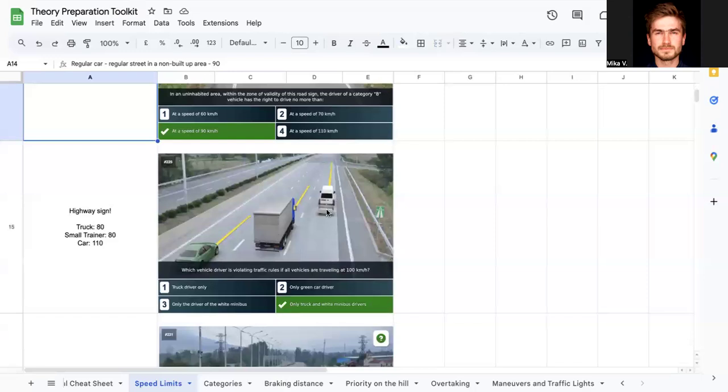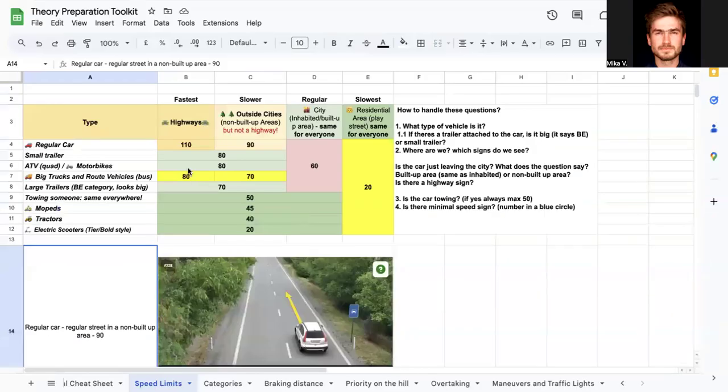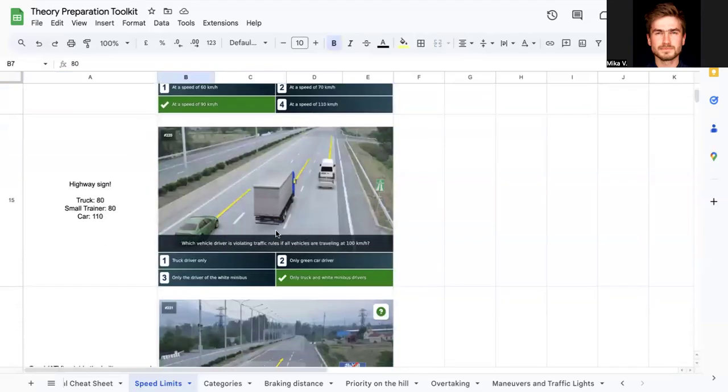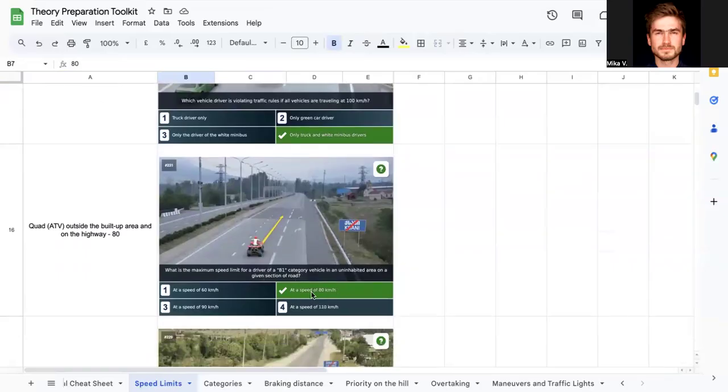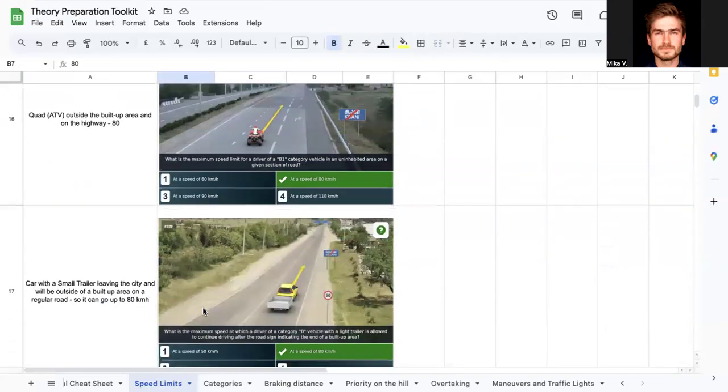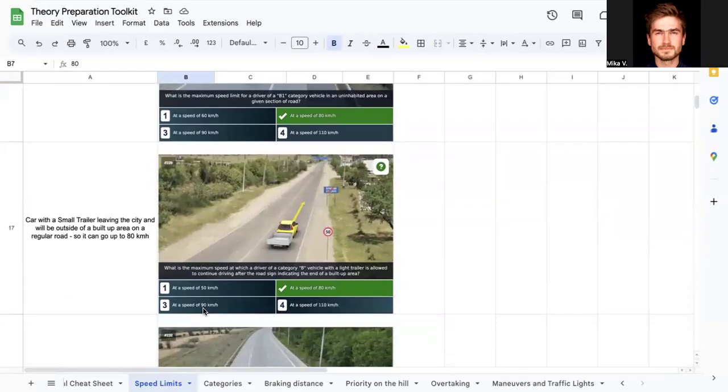Small trailer is 80 kilometers max. Also a big truck on a highway, same as small trailer. Here we see it is 80 as well. So they both are violating. Obviously the car is not violating. Here quad, you remember it, 80, doesn't matter where, and it can go only max 80, not 110. 60 would be in the city, and 90 is a car on a regular road. We have here now a car with a little trailer. They can only go maximum 80 outside of cities. In the city here 50, generally 60. But they can go max 80 because they're leaving the city.